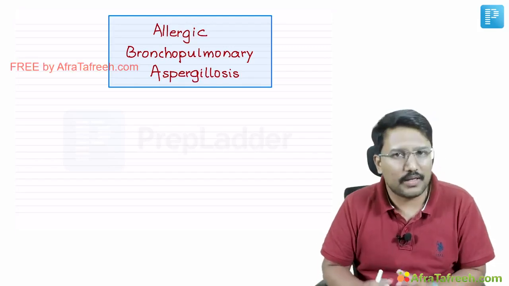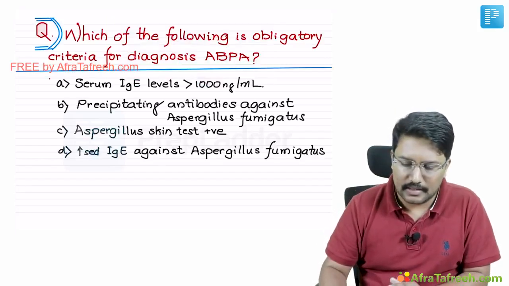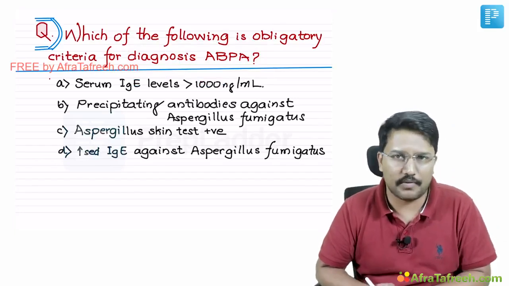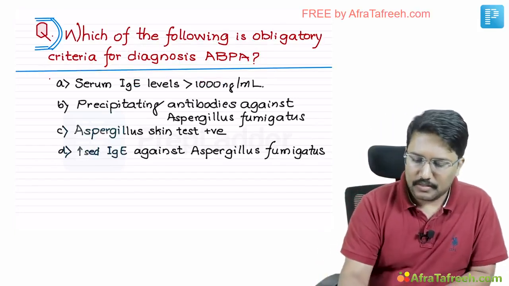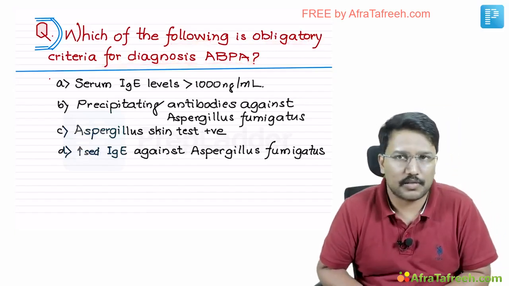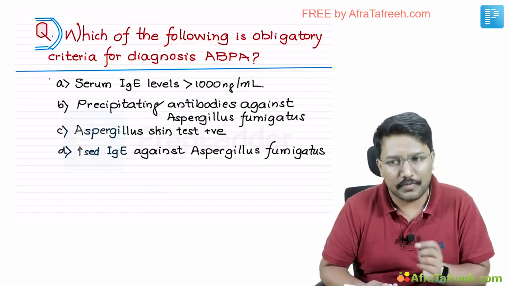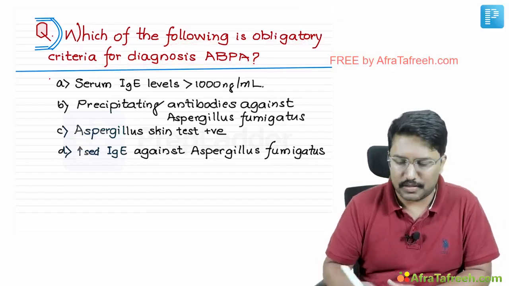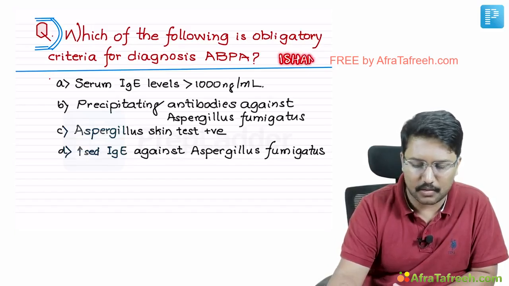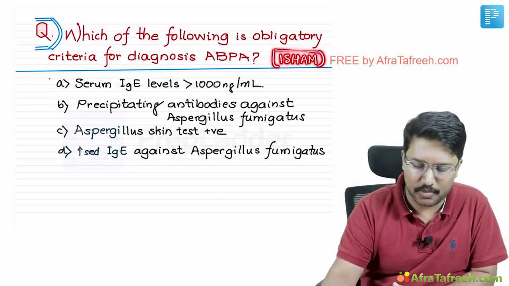Okay, now before we do a little deep dive into the topic, let us take an MCQ. Let us see if we can address that. If we can, well and good. If not, anyway, we will be revisiting this question. Question goes like this: which of the following is obligatory criteria for the diagnosis of allergic bronchopulmonary aspergillosis? These kind of questions are very frequently asked of late, in the last 3 or 4 years, in super specialty entrance exams. And you have to remember a diagnostic criteria called ASHMA criteria for diagnosis of ABPA.